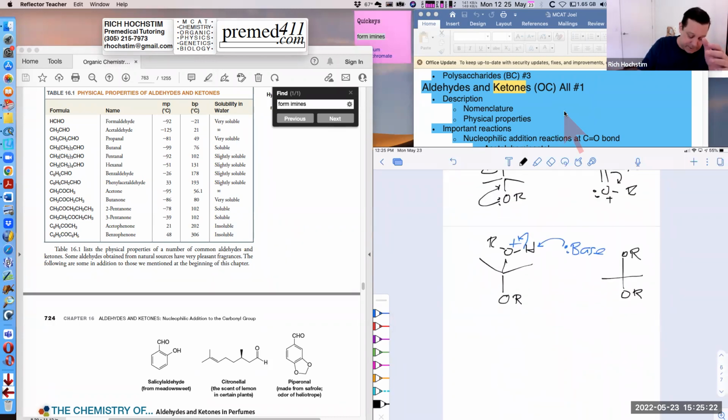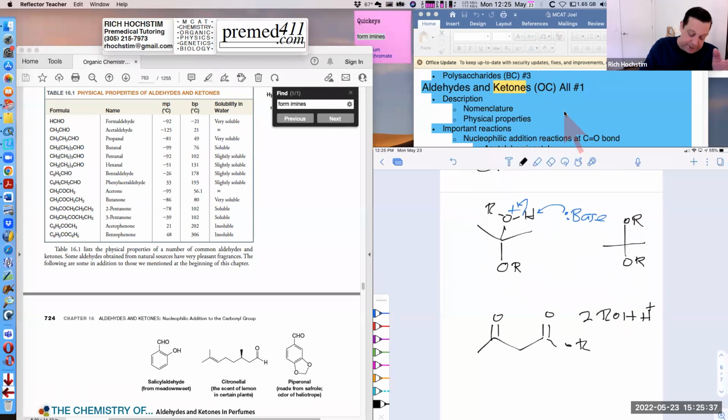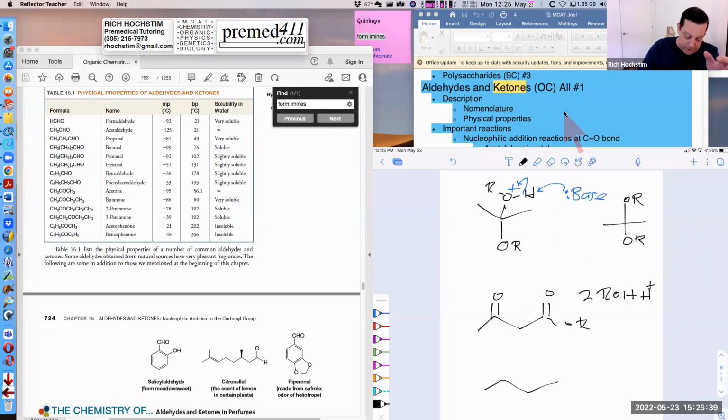And what happens is you could create a protecting group. Let's say you had something like this, a double bond over here. You have an ester like this. And then you could say, okay, I'm going to add 2 alcohols. We've got 2 alcohols, we've got H plus. And then what's going to happen here is you're going to get an OR and an OR. That's your acetal.